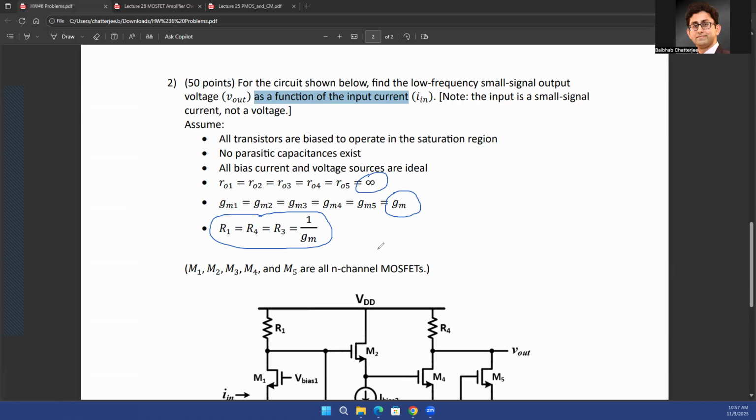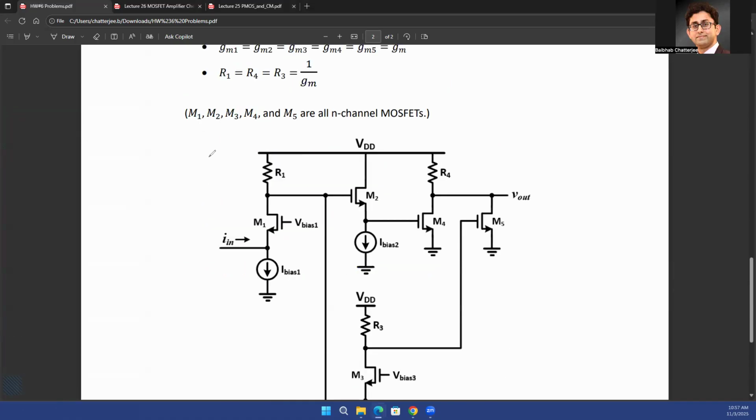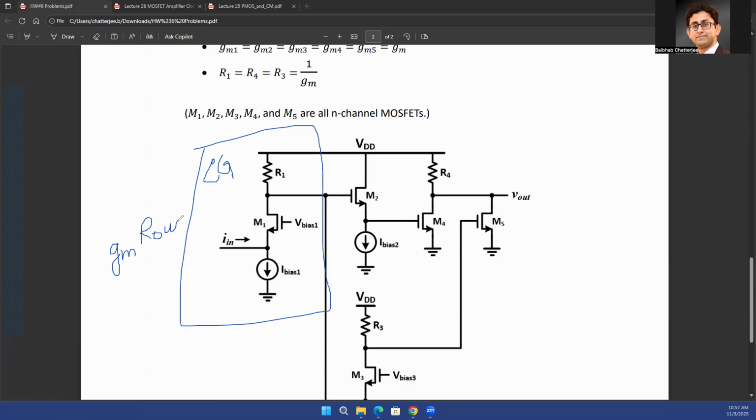But still, it's quite complex because you have multiple stages. So how do you solve it? Of course, you divide and conquer. You first find out what is my first stage. My first stage is this one, which is a common gate. And again, for the gain of the common gate stage, I'm not going to prove it again because we did that 2 lectures back. Please go back to that discussion if you want to know the proof of the gain for the common gate amplifier. Now, remember that this is voltage gain for the common gate amplifier.